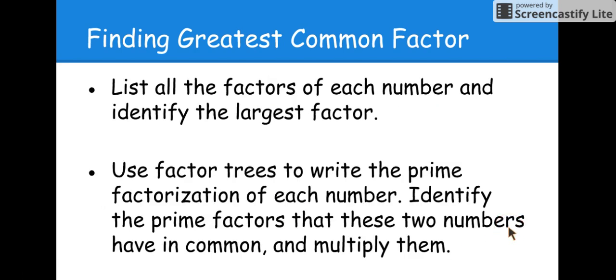Finding the greatest common factor. You can list the factors of each number and identify the largest factor, which we just did, or you can use factor trees to write the prime factorization of each number. Then identify the prime factors that the two numbers have in common and multiply them.